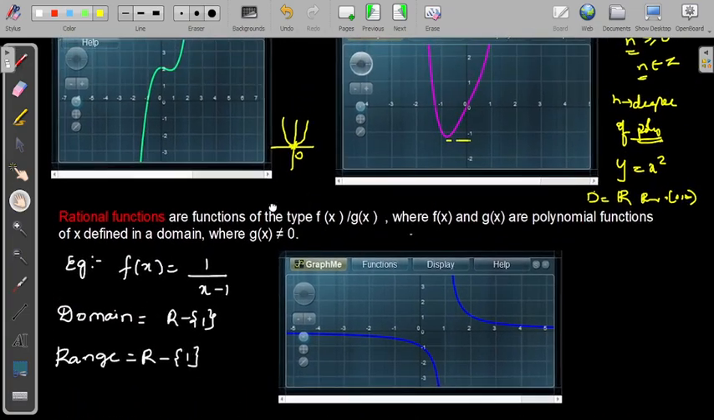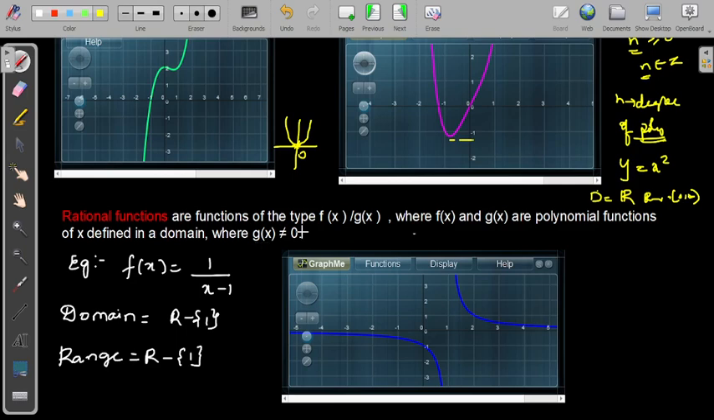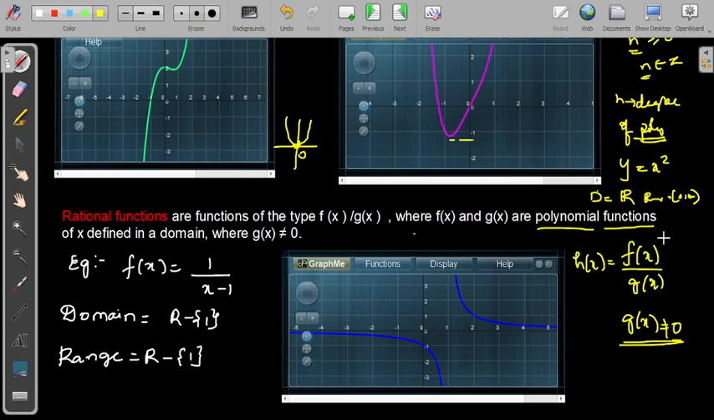Rational function is a function which is of the form f of x divided by g of x. Any function which is of the quotient form f of x divided by g of x, we call such a function a rational function only when the condition is satisfied, where f of x and g of x are polynomial functions of x defined in the given domain and denominator not equal to 0. Such functions are called rational functions. Rational function means h of x is called a rational function if it is of the form f of x by g of x. Individual functions should be polynomial functions as per the previous definition and denominator not equal to 0.